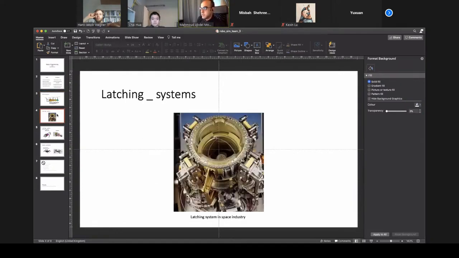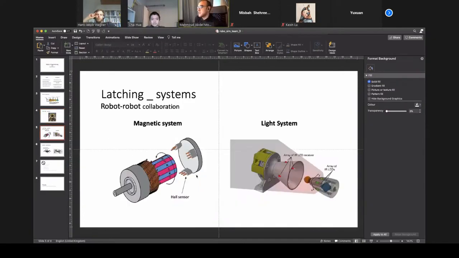So the latching system which we propose, of course, is not going to be as complicated as the one used in the space industry, but we could use a simpler version with very basic sensors, like the Hall sensor, the positioning system, and servo motors and stepper motors. I guess they also have Hall sensors. Or we can go with a light latching system with infrared senders and receivers.